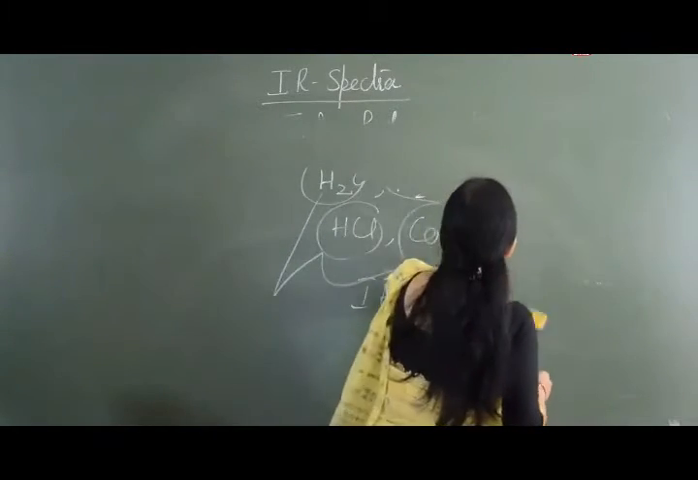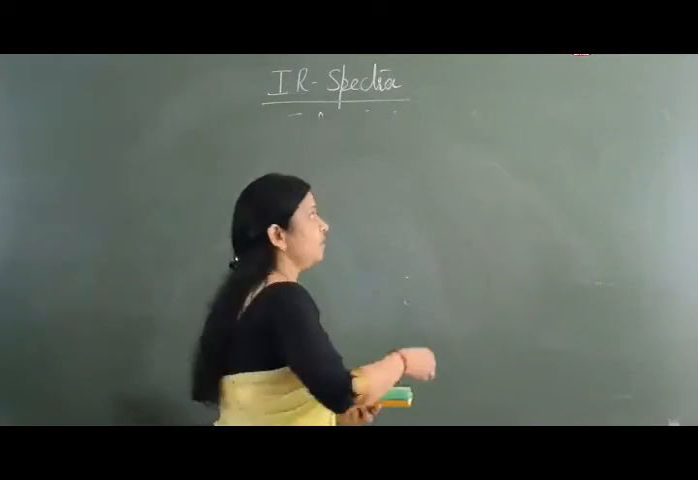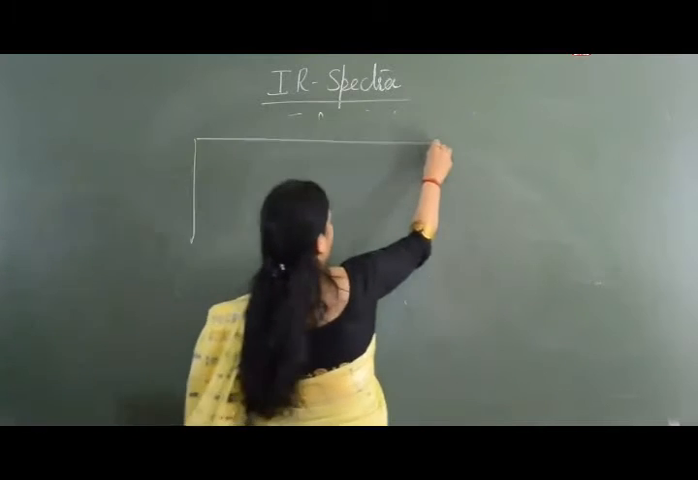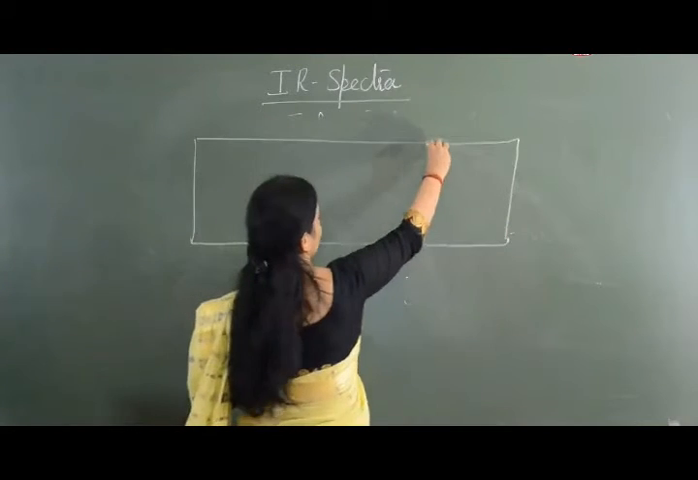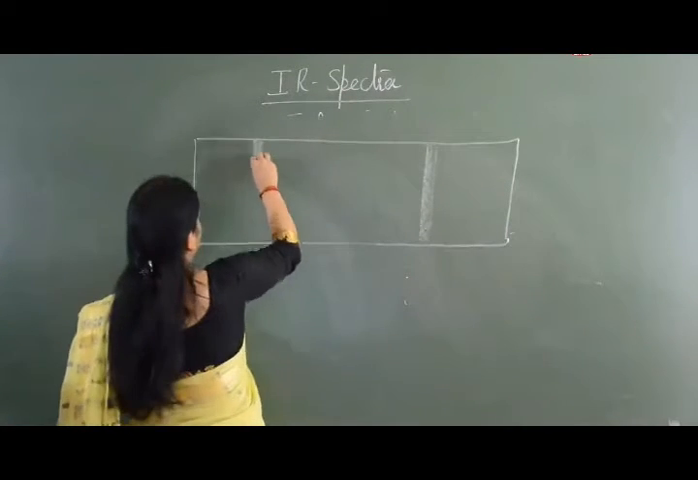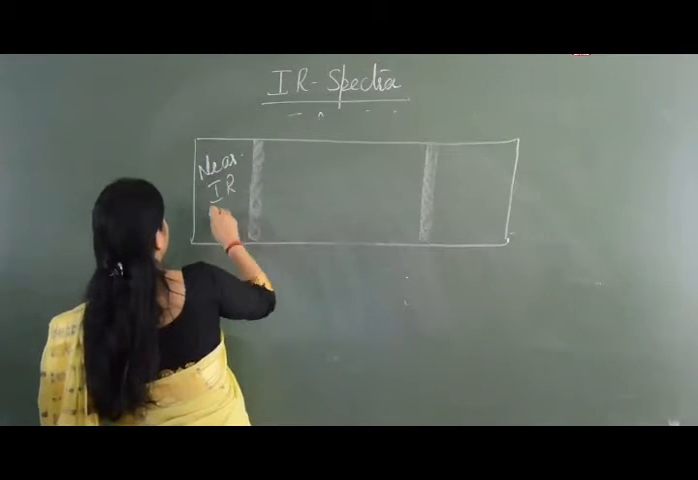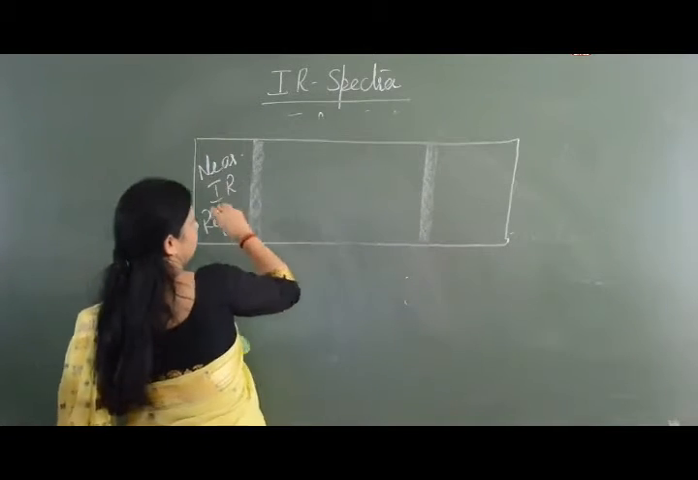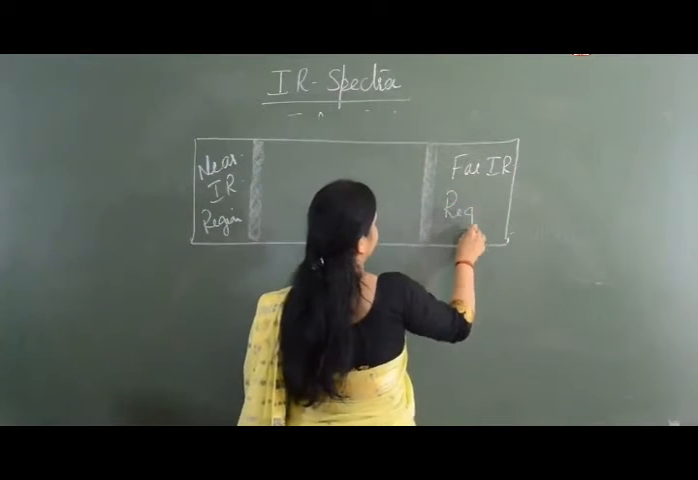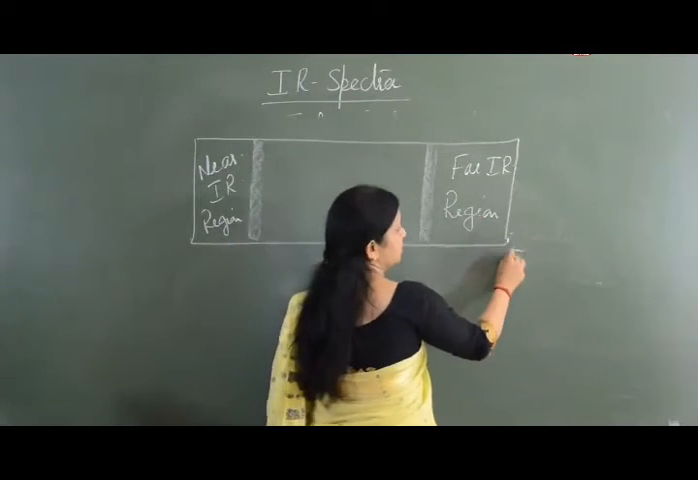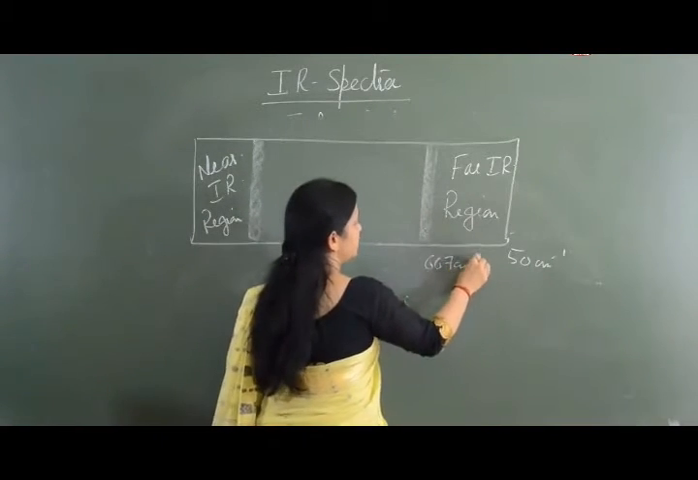Now if we classify the IR spectra based on the range which is given, then IR spectra is divided into three parts. So this is the near IR region, this is the far IR region. This starts approximately from 50 centimeter inverse and goes to 667 centimeter inverse.